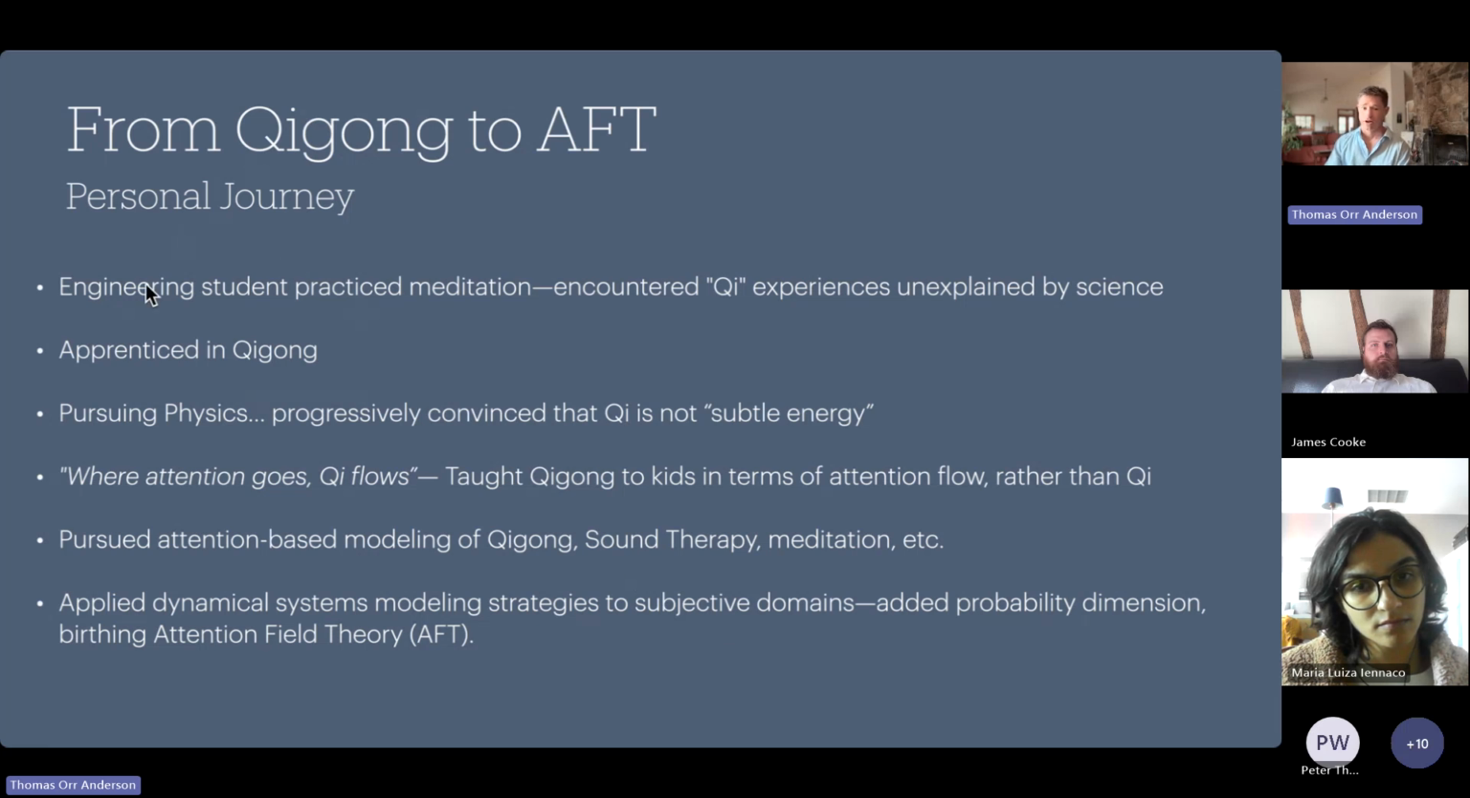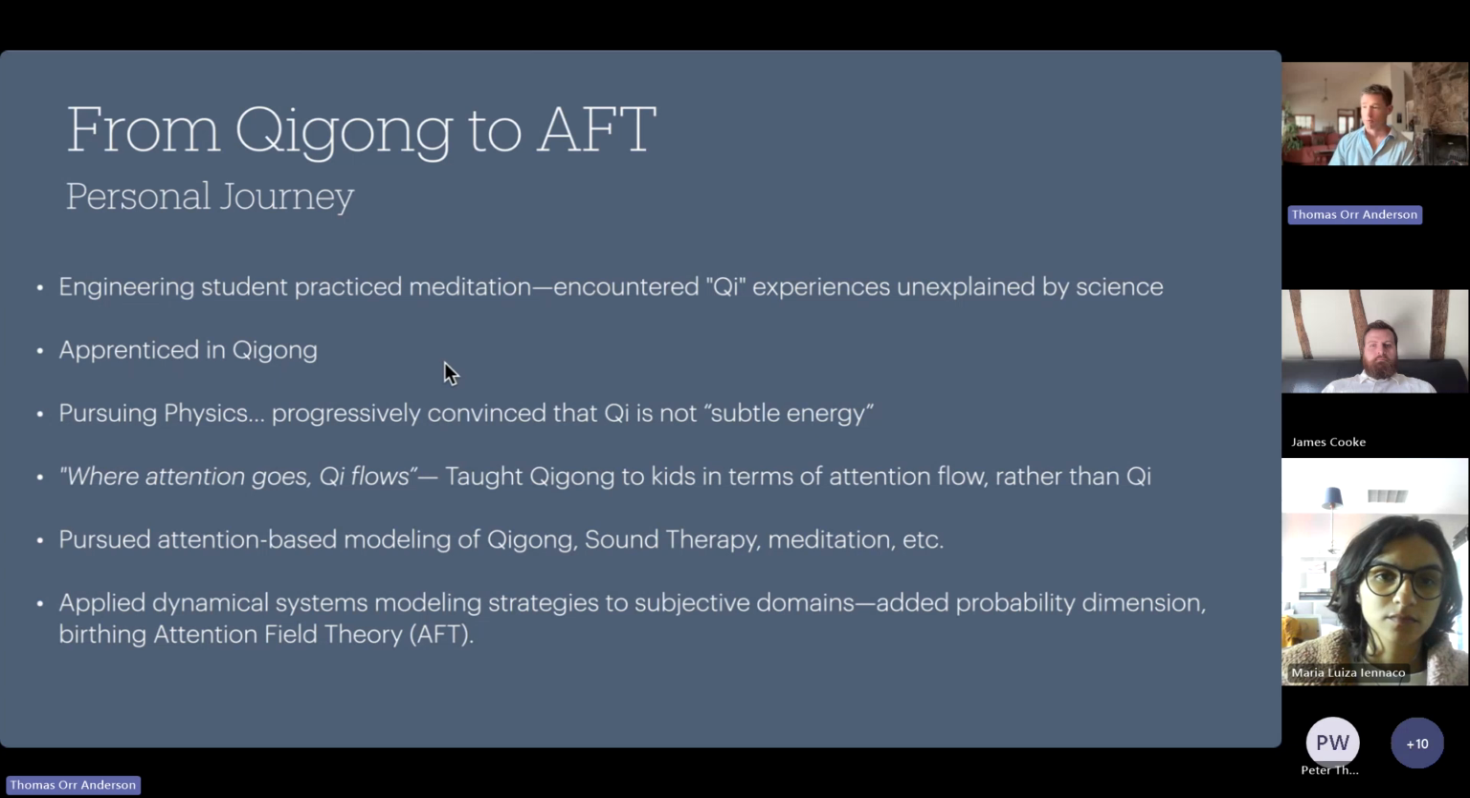Very briefly, on this journey, I started practicing meditation while I was in engineering school and had these profound, unusual, palpable, tangible, and repeatable experiences. I found out that they're called qi in Chinese, and there are lots of words for it around the world. It's generally translated as some kind of vital energy or subtle energy. I grew to believe that that is not a good translation, and that the translation itself is actually part of the problem of trying to understand these experiences that are definitely real.